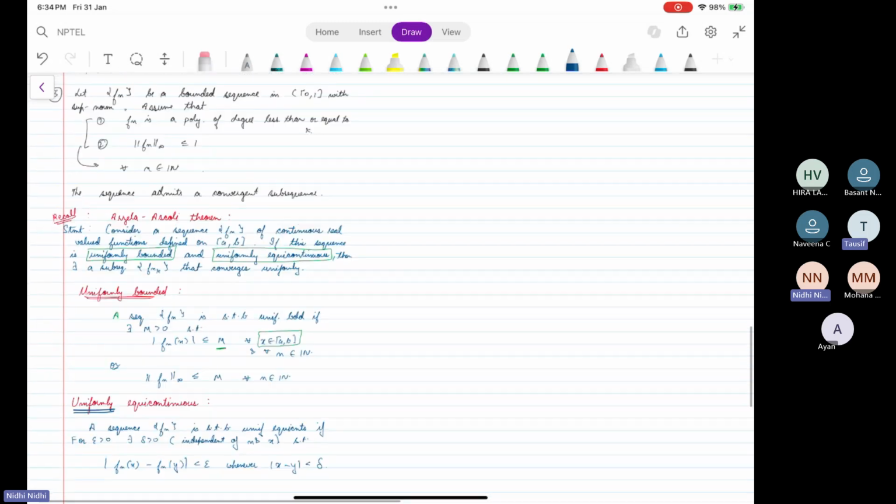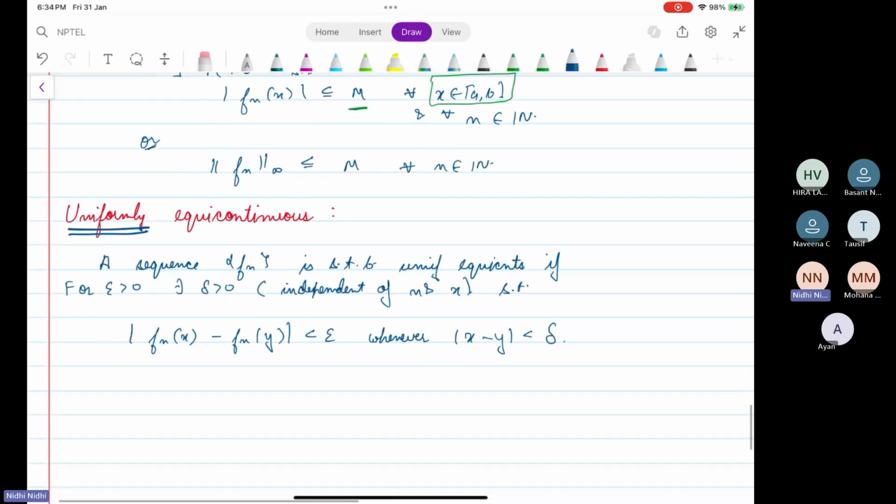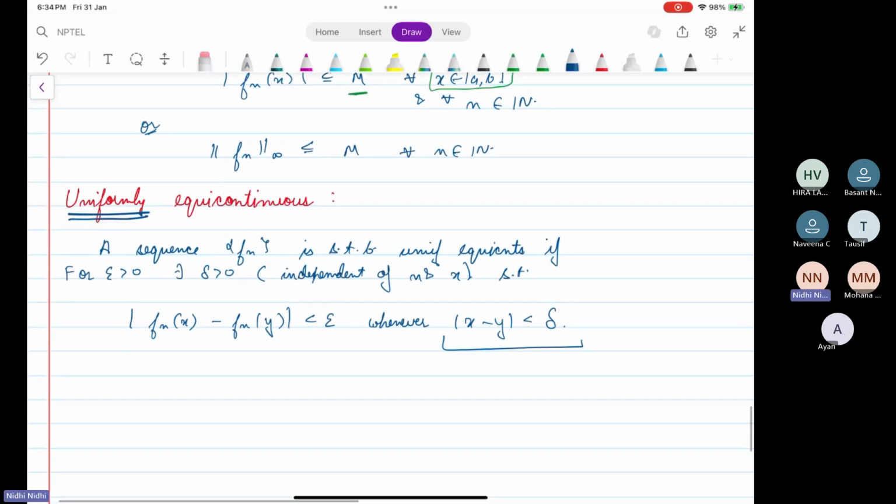Yes, Nidhi, is there a difference between continuous and equicontinuous? Of course. Continuity is a point-based property. For continuity, we have a fixed point c: |f_n(x) - f_n(c)| is less than epsilon whenever |x - c| is less than delta. So continuity is for each point. Next comes uniform continuity, and after that we get uniform equicontinuity, where this is for all x, y with |x - y| less than delta.